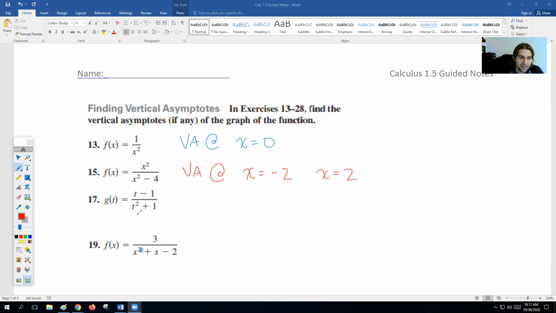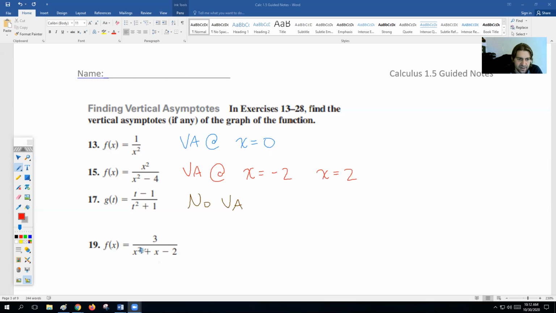All right, next one here. t squared plus 1 is our denominator. So could that ever equal 0? Meaning, if I subtract the 1 over, we would take the square root of a negative 1, which doesn't work. So we'd never have the denominator equal 0, so there'd be no vertical asymptotes for this problem. Once again, we can always verify any of these problems by just plugging them into a graphing calculator.